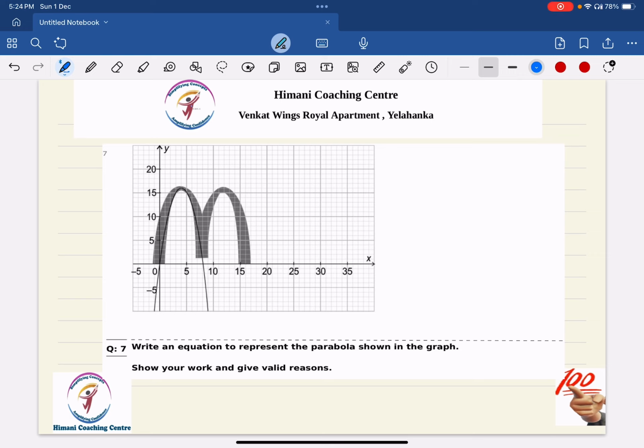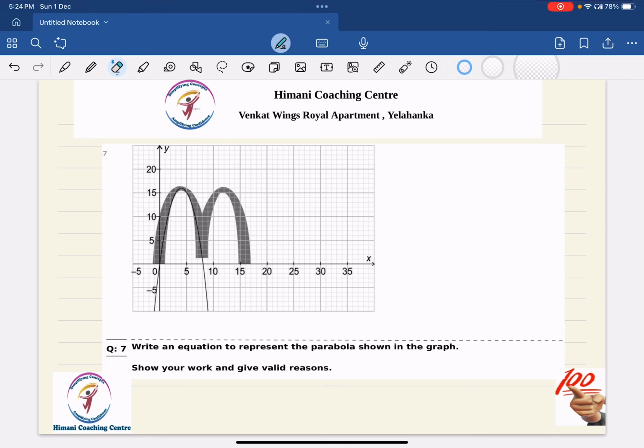Here, we are given a parabola. Now, you see the parabola is shaped downwards. So, that means what? The coefficient of x square, a, should be negative here. Okay, just a word of advice on looking at the shape.